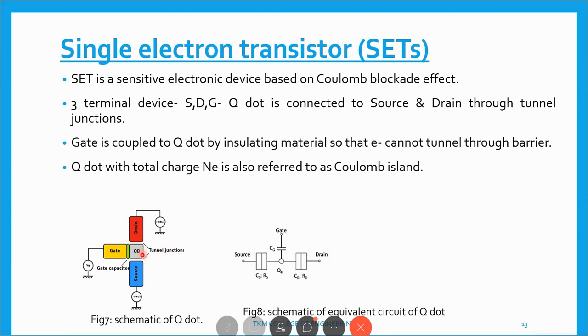The quantum dot is connected to source and drain with the help of tunnel junctions, and the gate is coupled to the quantum dot with the help of insulating material, so that there is no tunneling between the gate and the quantum dot. There is tunneling occurring between the quantum dot and the drain, and between the quantum dot and the source, as there are tunnel junctions. But on this side, from gate to quantum dot, there is no tunnel junction. It's insulated. Let the quantum dot have a total charge Ne. This quantum dot is also called a Coulomb island. So this is how the construction of the single electron transistor would be, and you will apply a voltage.